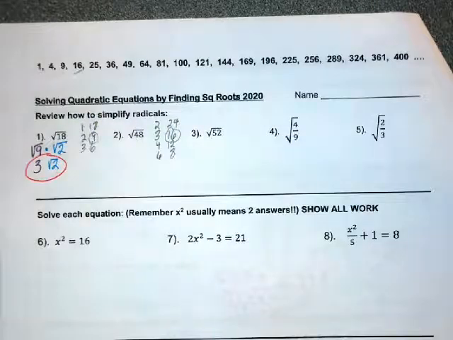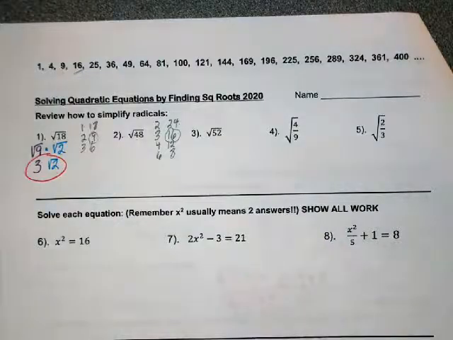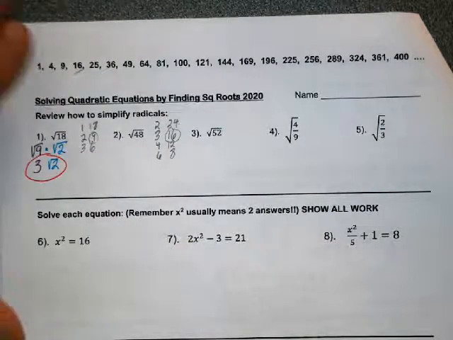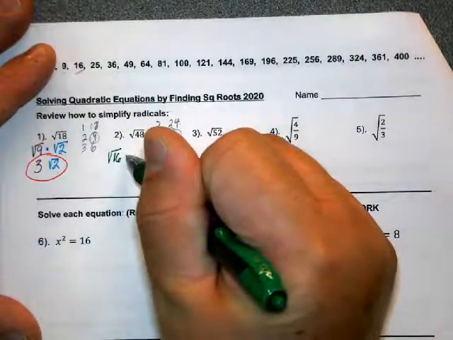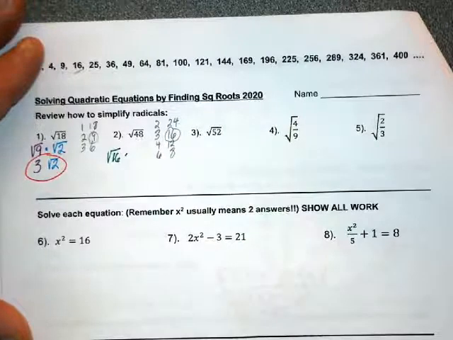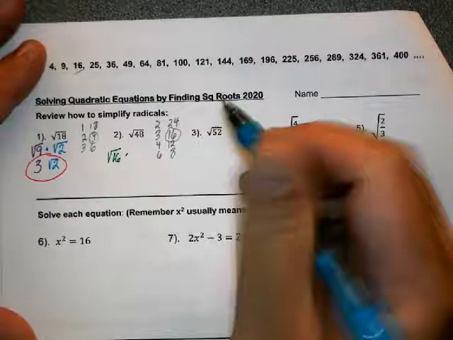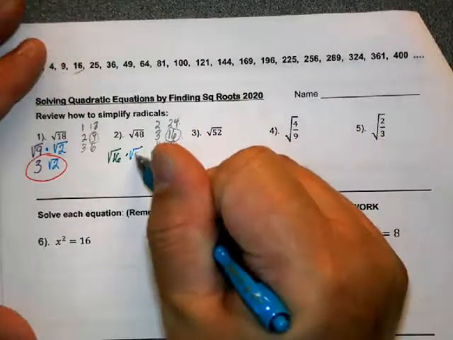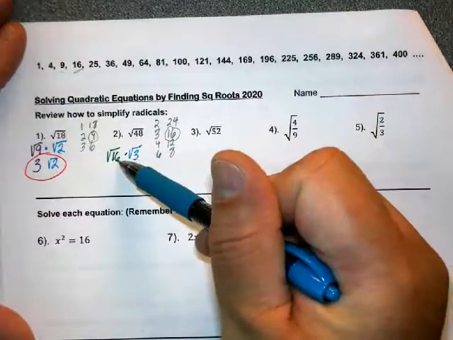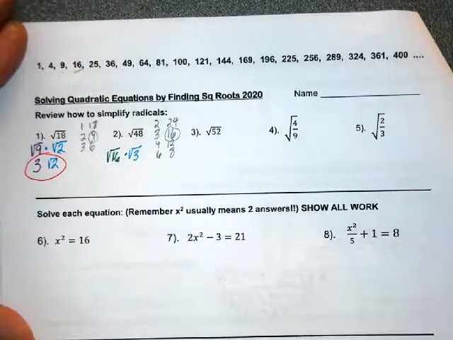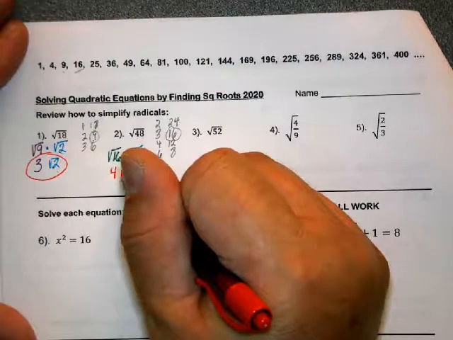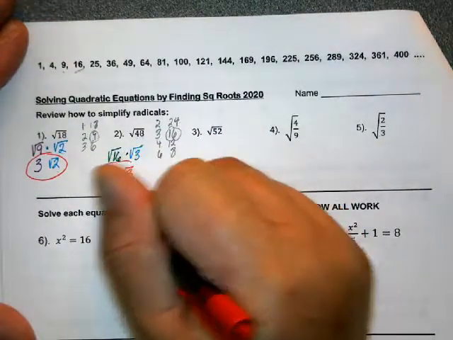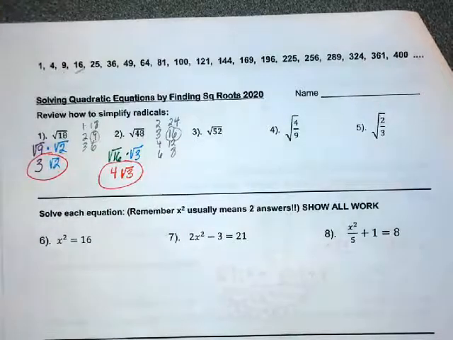So I'm going to split this up into a perfect square, which is radical 16, times an imperfect square, radical 3. I know what the square root of 16 is. It's 4, and that's my leftover, radical 3. There's my simplified answer.